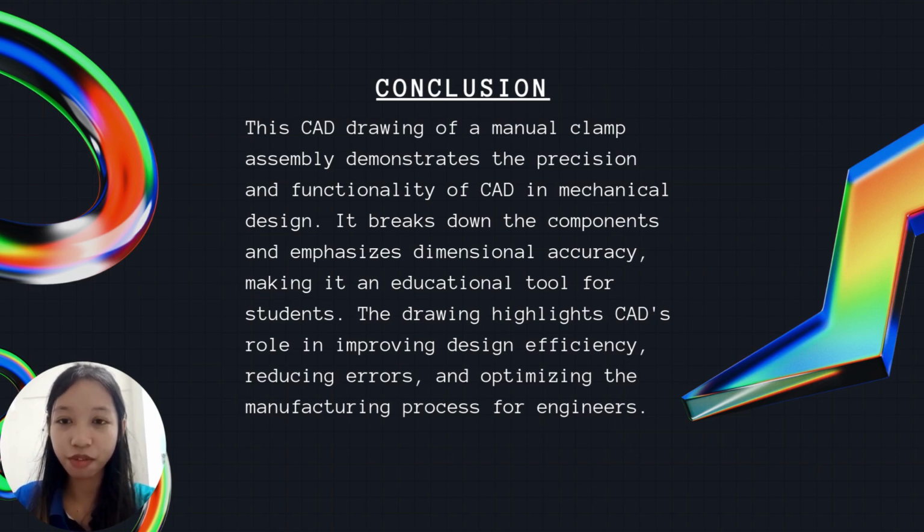This CAD drawing of a manual clamp assembly demonstrates how computer-aided design enhances modern mechanical engineering. It breaks down each component, highlighting the importance of dimensional accuracy in manufacturing. The drawing serves as an educational tool for CAD students, showcasing standardized drafting and assembly processes. The project highlights CAD efficiency in design, modification, and optimization, reducing errors and improving workflows. It emphasizes CAD's crucial role in shaping the future of mechanical design and manufacturing for both students and professionals.